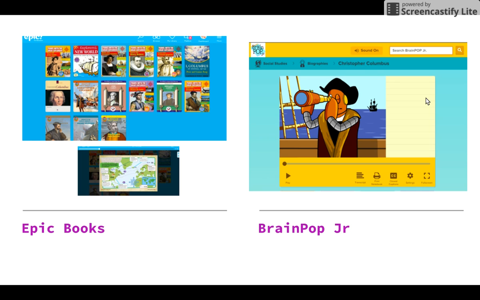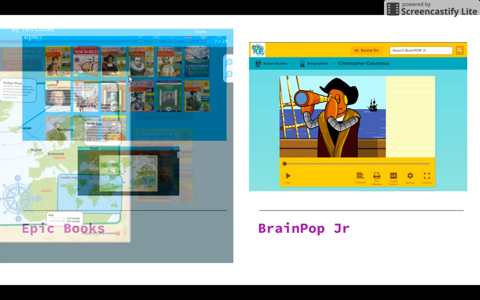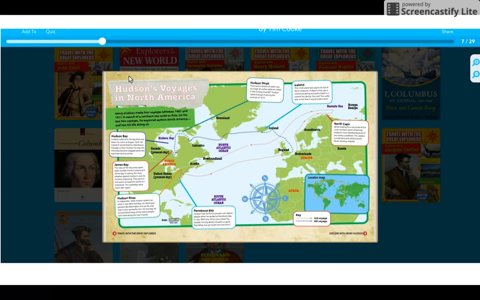Some of the resources they used include BrainPop, History.com. BrainPop has videos, and they were also able to use Epic Books as a way to gather their information. These are all ebooks and they're interactive. Students can click on the text, it can be read to them, it can also define the words to them, and they're able to enlarge images.